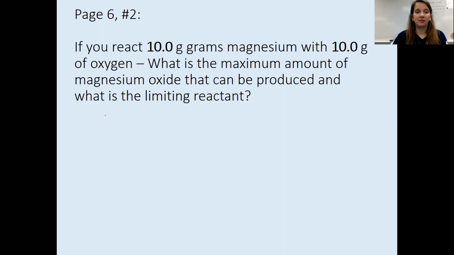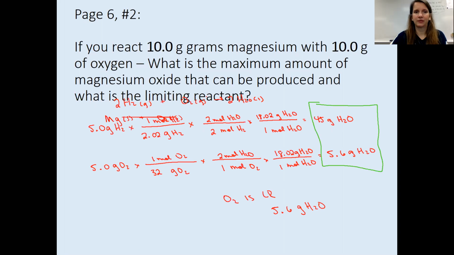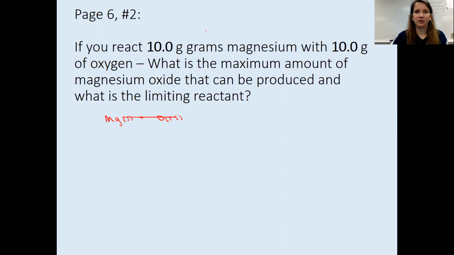So we've got magnesium, and we have oxygen. I don't know why there's that random line there that just popped up. Whoopsie. Let me try to erase it. I don't know.